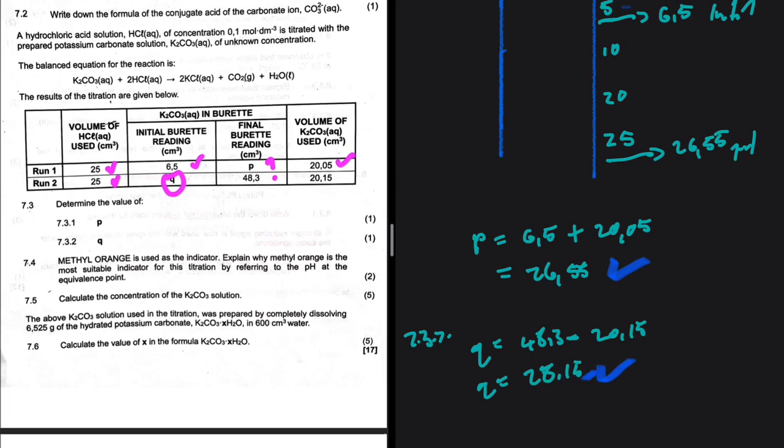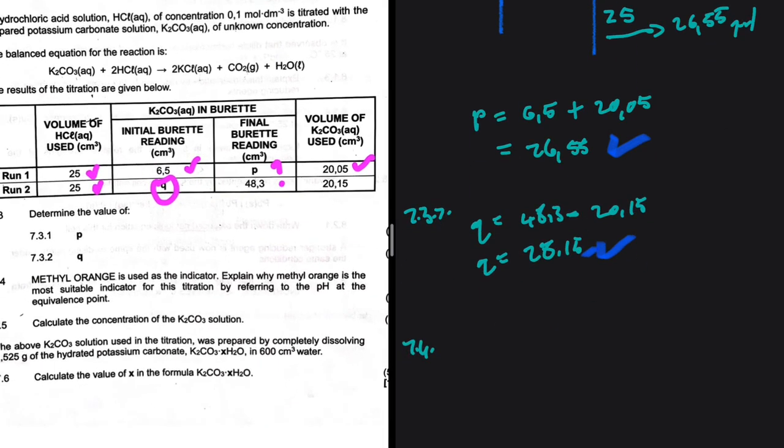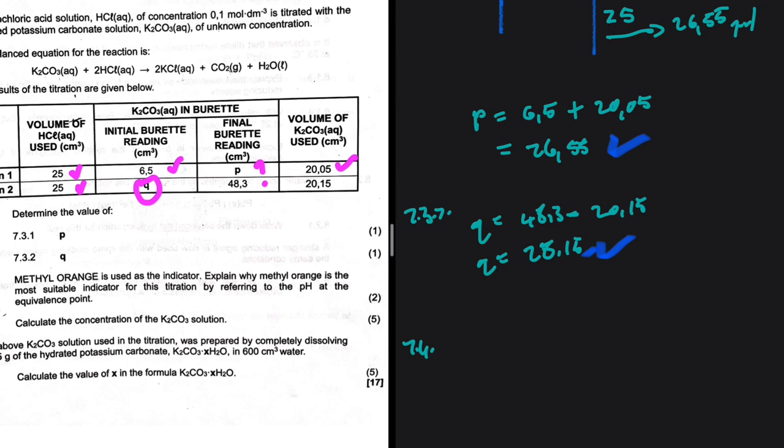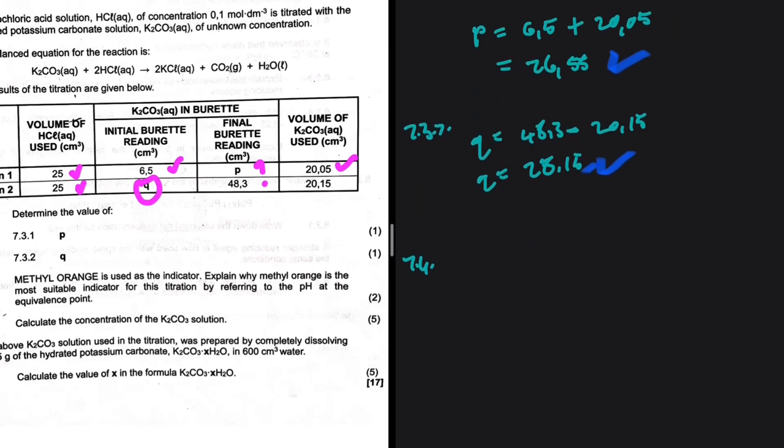Okay, and then 7.4, methyl orange is used as the indicator. Explain why methyl orange is the most suitable indicator for this titration by referring to the pH at the equivalence point. Okay, so we need to break down this reaction that we have, right? We have K2CO3 and HCl. So K2CO3 should be a weak base, right? So we have a weak base plus a strong acid.